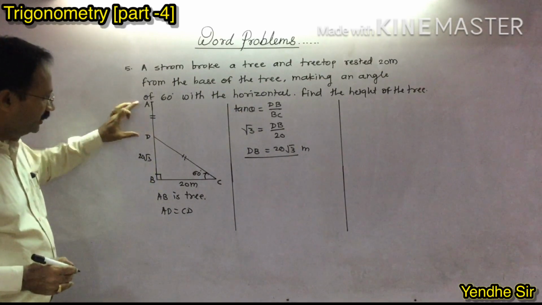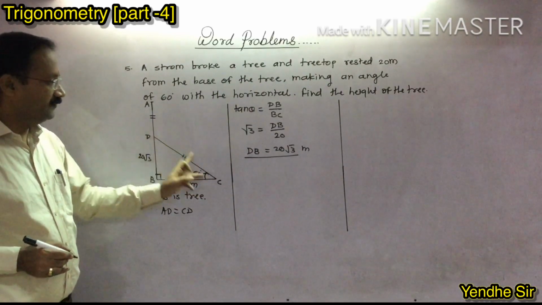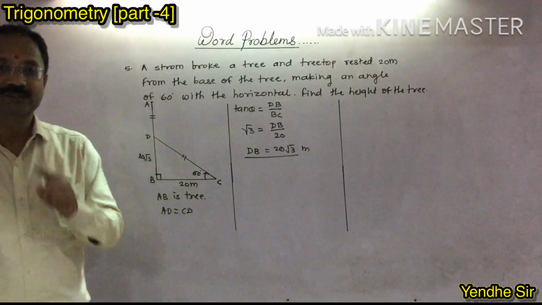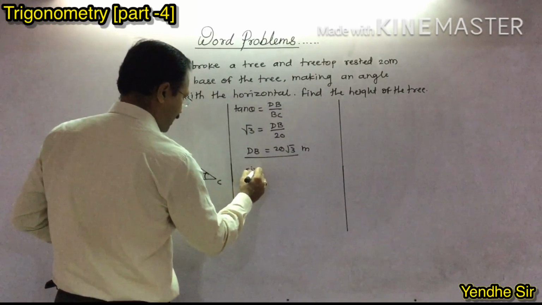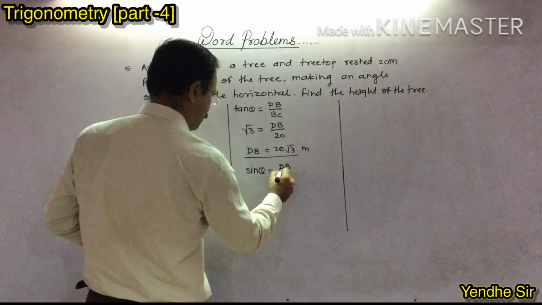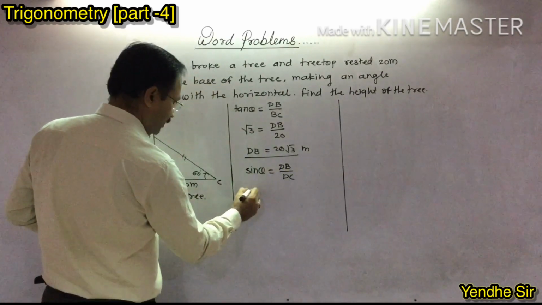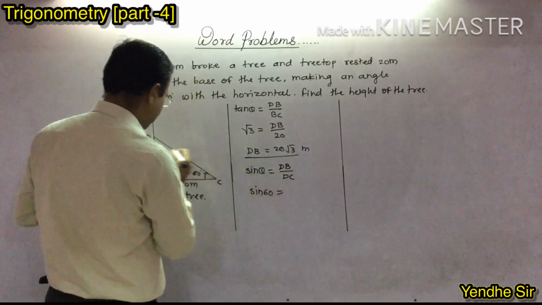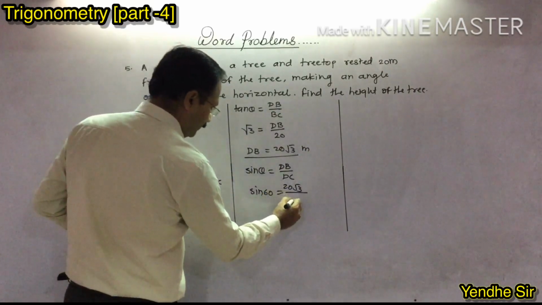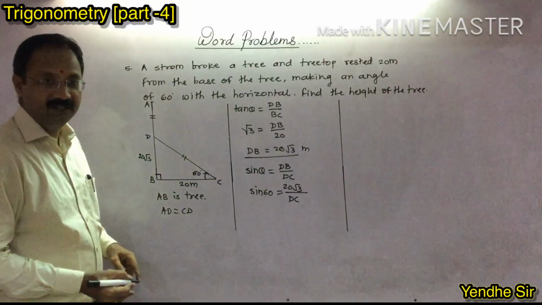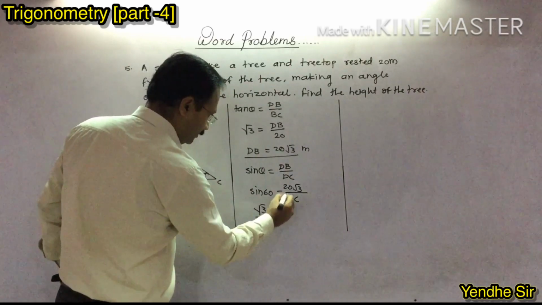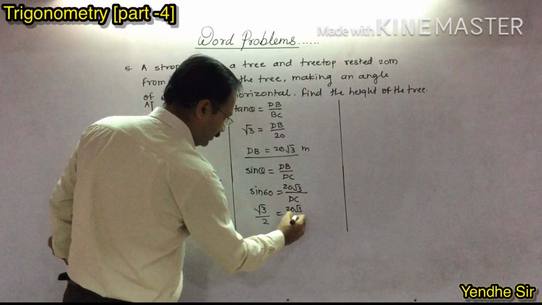So if you want to find out AD, you must know the CD. How can I find out the CD? Yes, I told you that if you want to find out the hypotenuse, use sine ratio. So I am going to use sine theta. Sine theta equals to opposite upon hypotenuse. So DB upon DC. Sine theta means sine 60 equals to DB. I got it here 20 root 3. And what about the DC? You have to find out it. Sine 60's value is root 3 upon 2. So here I am going to write root 3 upon 2. It is 20 root 3 upon DC will be as it is.